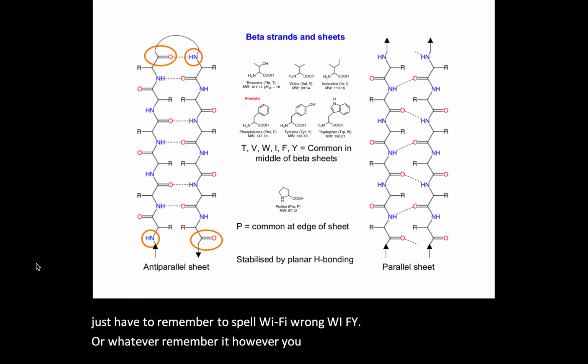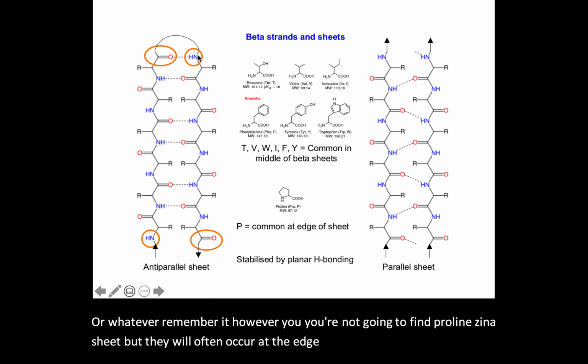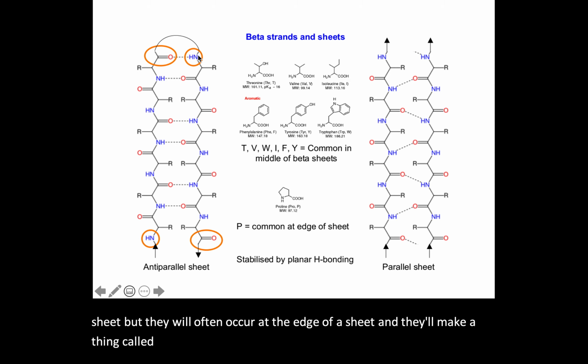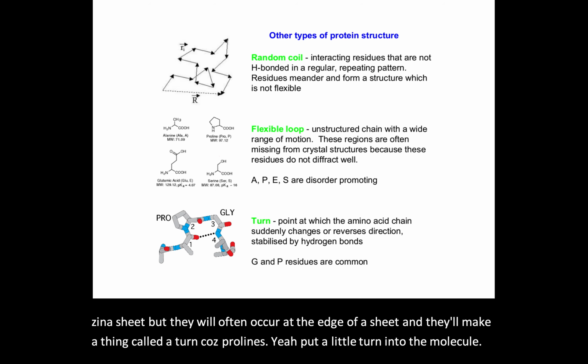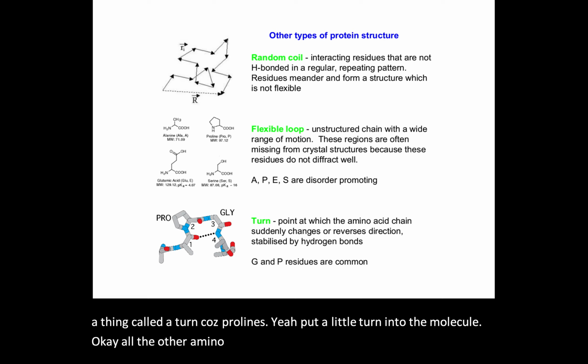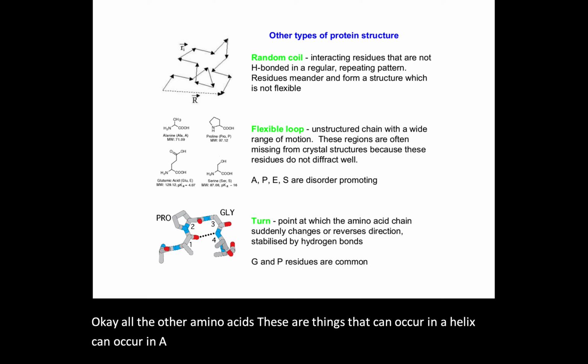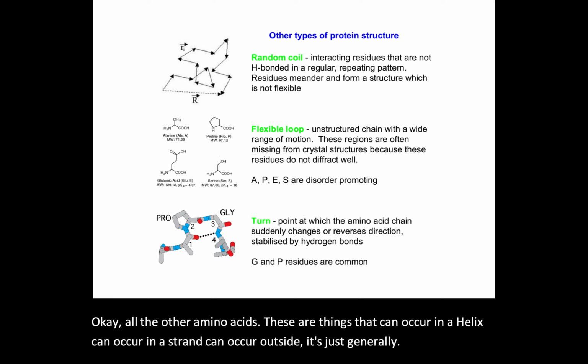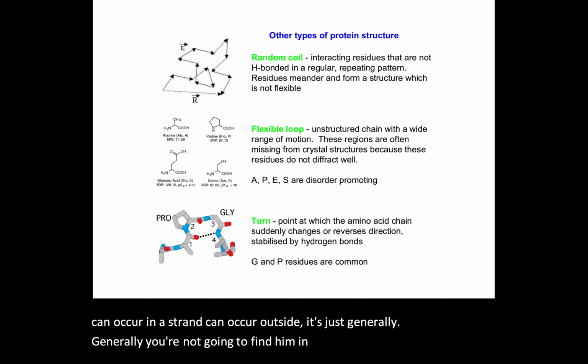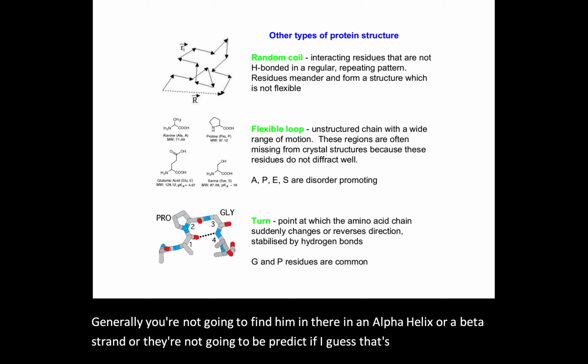You're not going to find prolines in a sheet, but they will often occur at the edge of a sheet, and they'll make a thing called a turn, because prolines put a little turn into the molecule. All the other amino acids can occur in a helix, can occur in a strand, can occur outside. Generally you're not going to find them in there. In an alpha helix or a beta strand, they're not going to be predictive. I guess that's a better way of thinking of it.